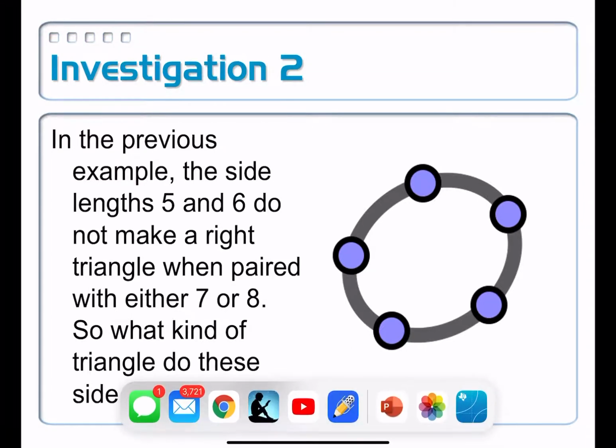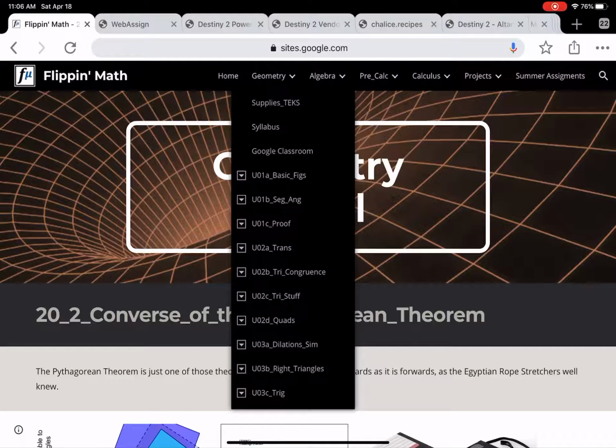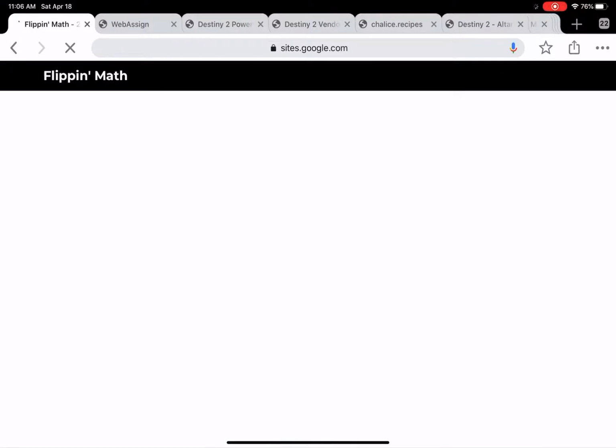So let's pull up my website, because I have a GeoGebra investigation already ready to go for this. If you pull up Flippin' Math on Google Sites and go to the geometry portal, the easiest way to get here is under the menu. We are under right triangles, this is the 3B here. I'm going to expand this one out, and you can see right there in the middle, 20-2 converse of Pythag. Let's load this up.